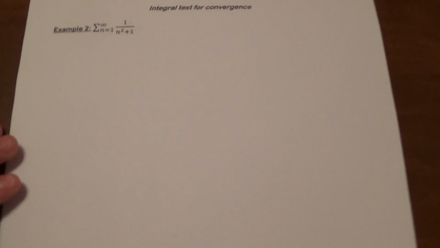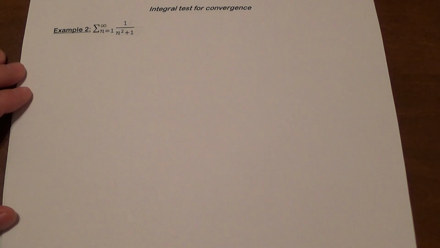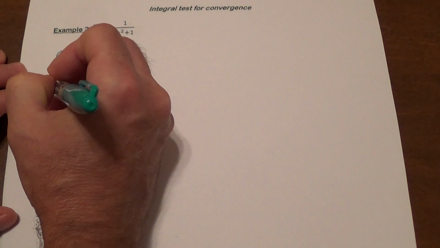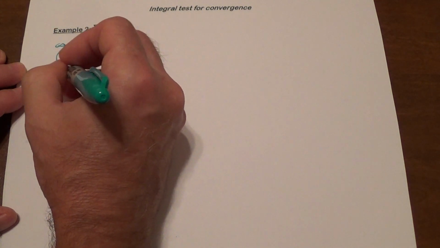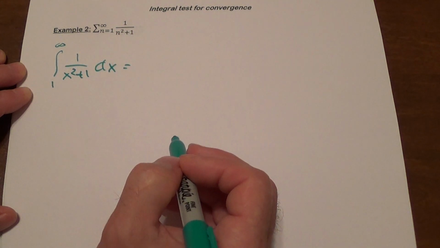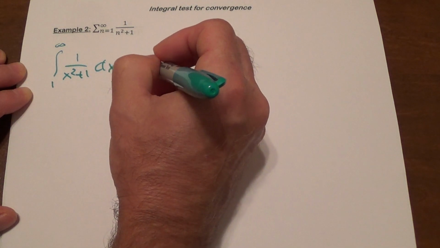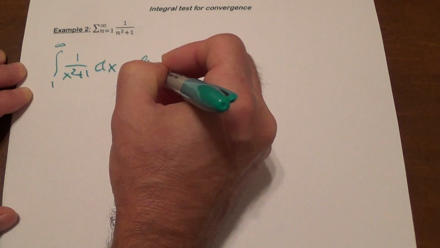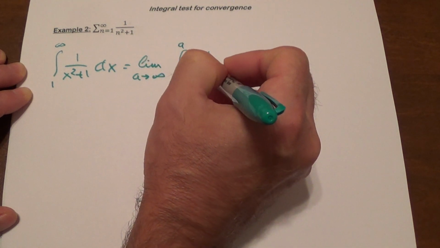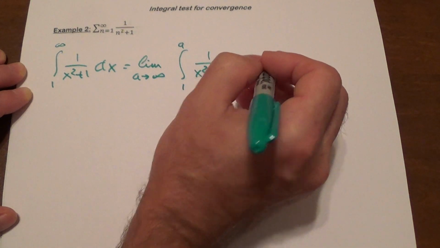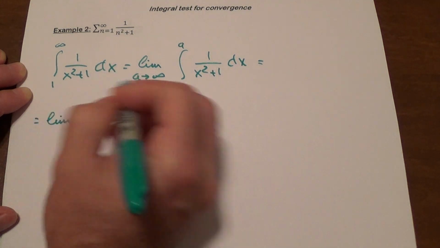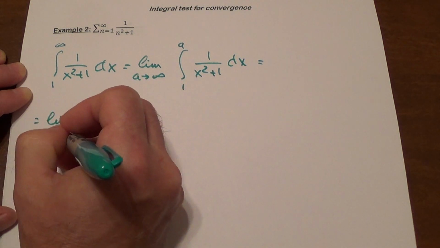So let's go ahead and set it up using integration. This is going to become the integral from 1 to infinity of 1 over x squared plus 1 dx. Okay, so again another improper integral, so we need to use the limit as a approaches infinity of the integral from 1 to a of 1 over x squared plus 1 dx. Okay, so what do we have here? This is a very standard expression.